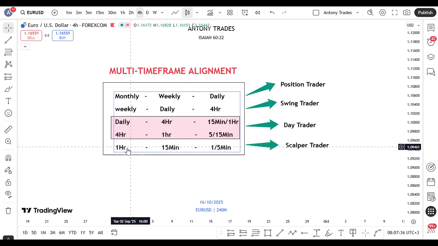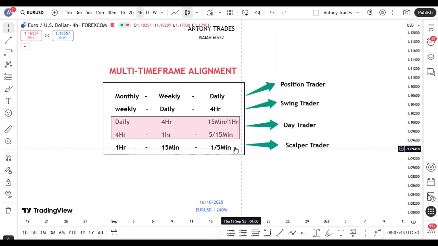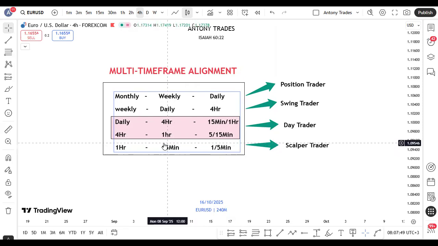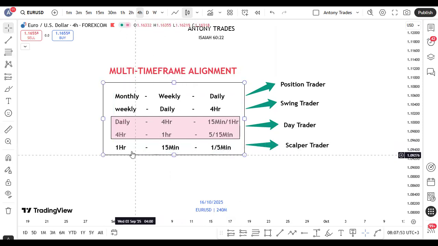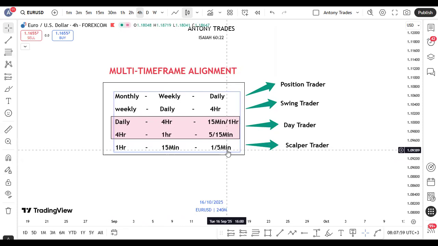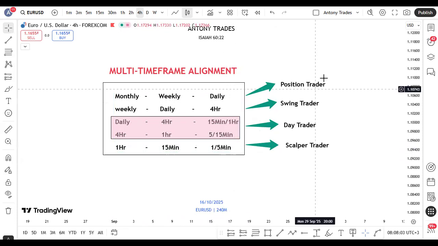Then you have a scalper here. A scalper will do analysis from either 1 hour, 15, and then they look for entry at 1 minute time frame or 5 minutes time frame. Still, they can also do the analysis from the 15 minutes time frame. Then at the 5 minutes time frame, they refine their point of interest. Then they execute their trade at 1 minute time frame.